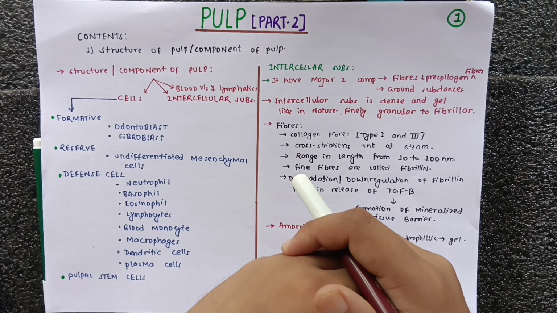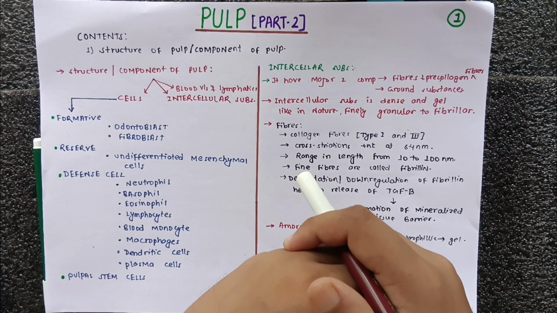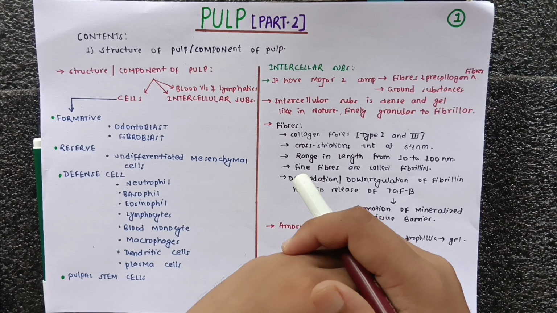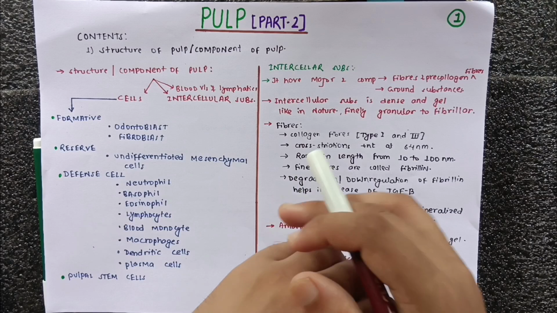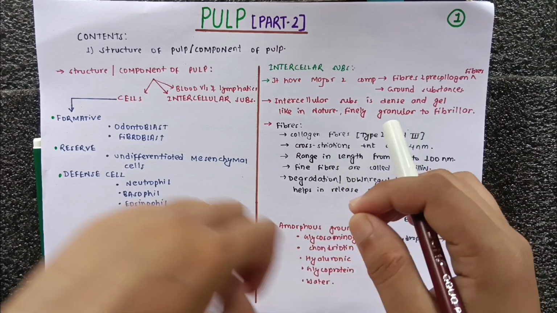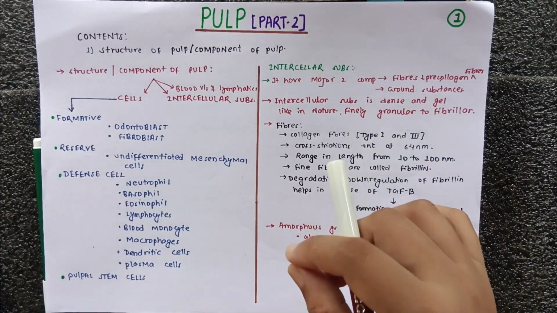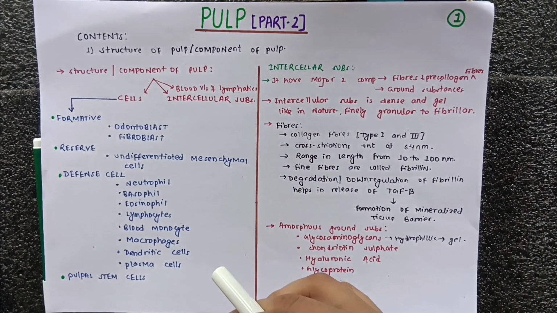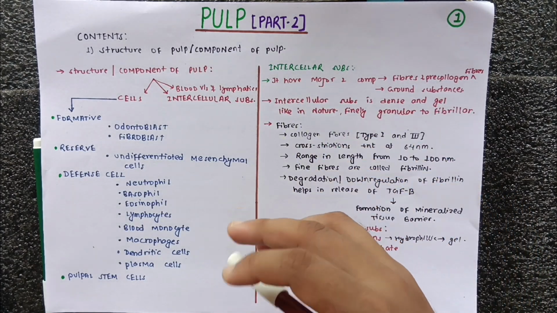So this is part 2 of the pulp video, and in this video we will be discussing the structure of the pulp, or the components of the pulp. We are going to be studying the cells of the pulp. The components mean the different kinds of cells present in the pulp, and we will discuss each type of cell. Similarly, we will discuss the intercellular substances.